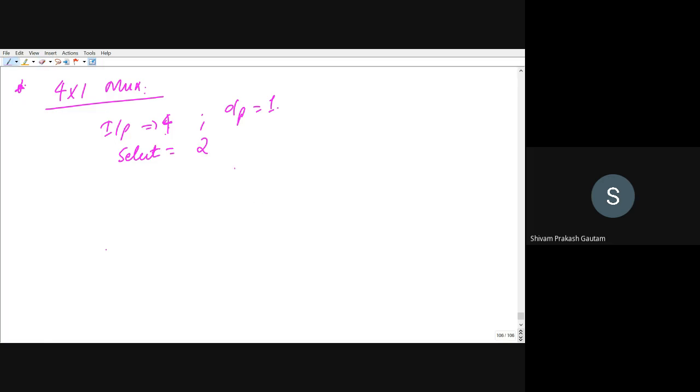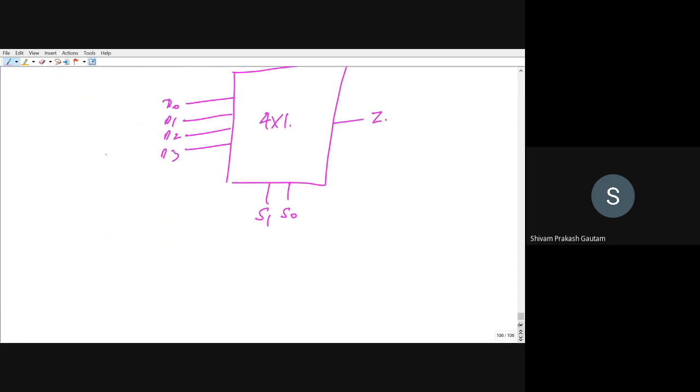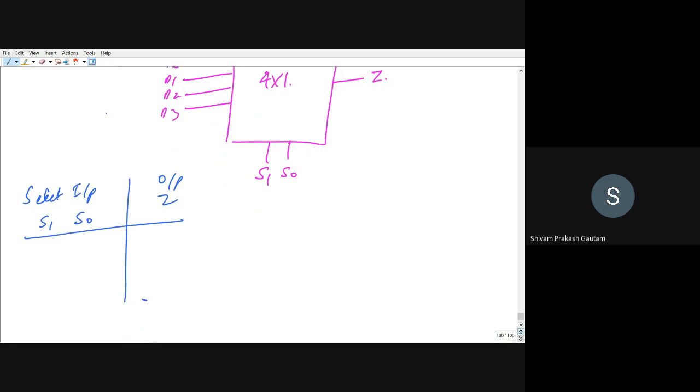Again, in block diagram view, we can have the 4x1 mux having 4 inputs, D0, D1, D2, D3. We are having 2 select lines, S1 and S0, and correspondingly we will be having output Z. If you want to see the functional table of this, you can see the select inputs, that is S1 and S0, and output Z. So we can have 00, 01, 10, 11.